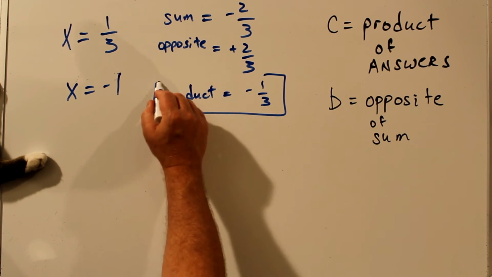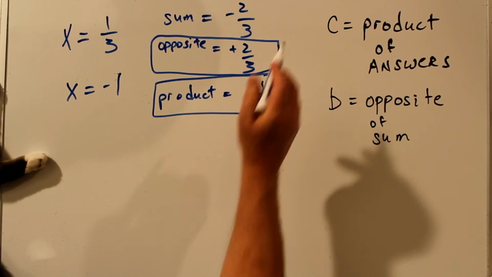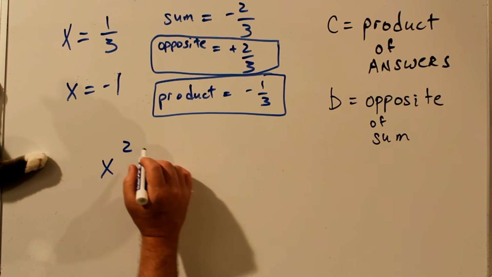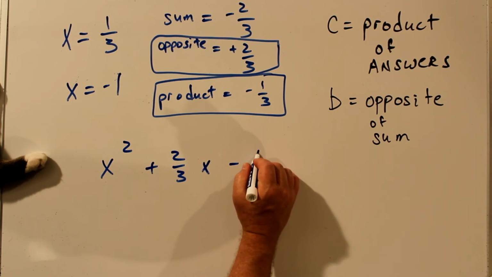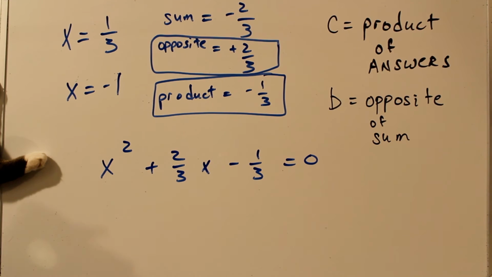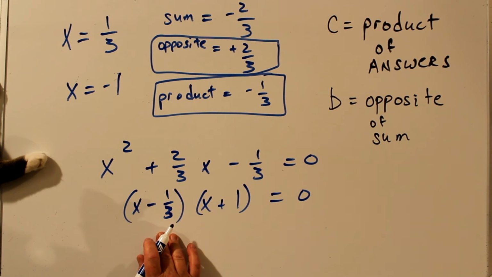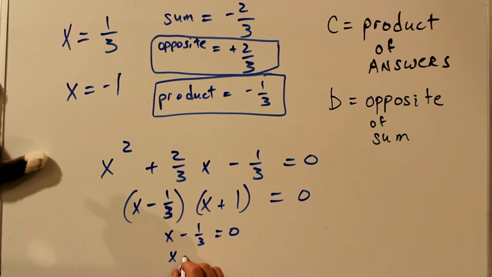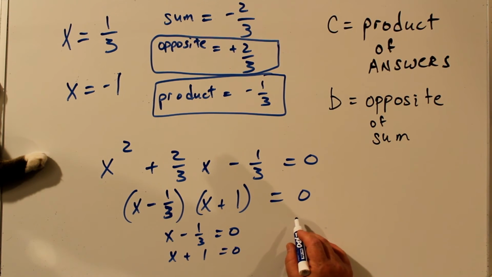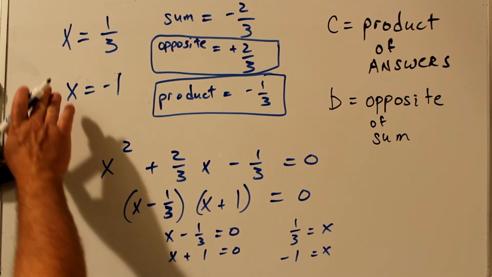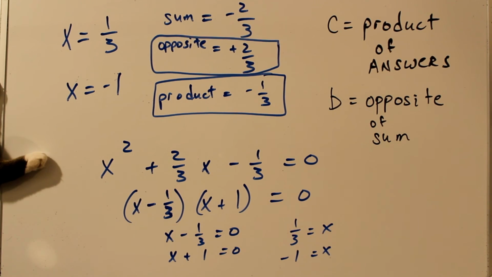Given this number and this number, we can write our quadratic equation. x squared plus 2/3 x minus 1/3 equals 0. And to check that, we can factor this, set each factor equal to 0, and we're right back to our answers. That's how you can go directly from the answers to the quadratic equation.